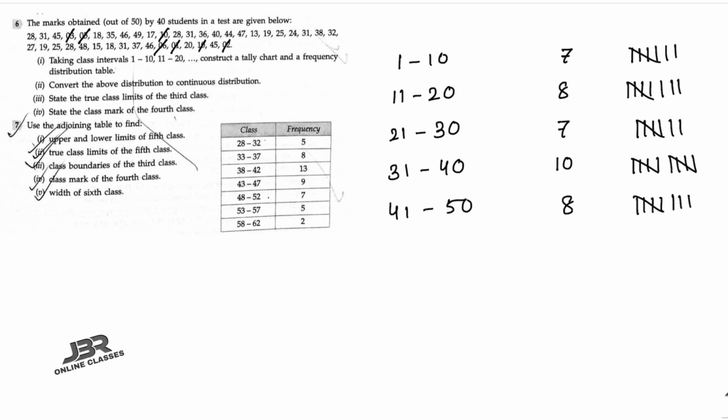Number 2, convert the above distribution to a continuous distribution. Continuous distribution means the upper limit of the first one will be equal to the lower limit of the second one. As the starting limit is 1 to 10, first I write down 0.5 and this one will be 10.5. That means you have to subtract 0.5 from the first one and add 0.5 to the last one. Then the next one will be 10.5 to 20.5.